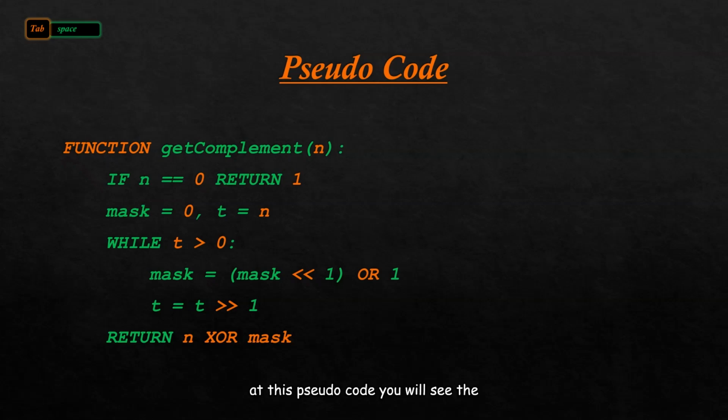If you look at this pseudocode, you will see the beauty of bit shifting. The line mask = (mask << 1) | 1 is how we grow our stencil. It's like pushing a line of people to the left to make room for one more person on the right. We keep doing this until our temporary variable t hits 0, meaning we have accounted for every bit in the original number.